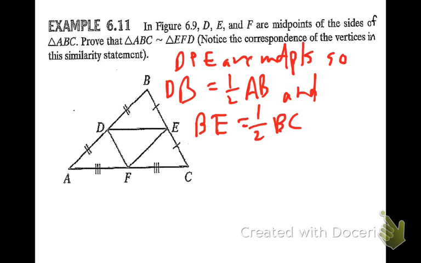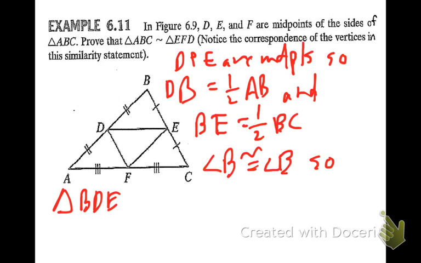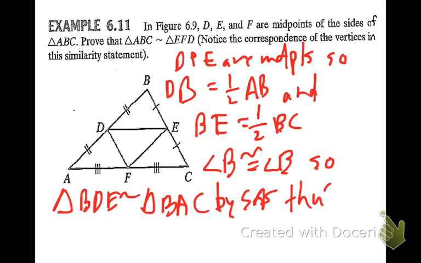Okay, so angle B is congruent to angle B. So then, since we've got the 1/2 and 1/2 ratio on the sides and the angle B, the included angle, is congruent, we can say that triangle BDE is similar to triangle BAC by side angle side. Thus, we have DE is equal to 1/2 of AC.